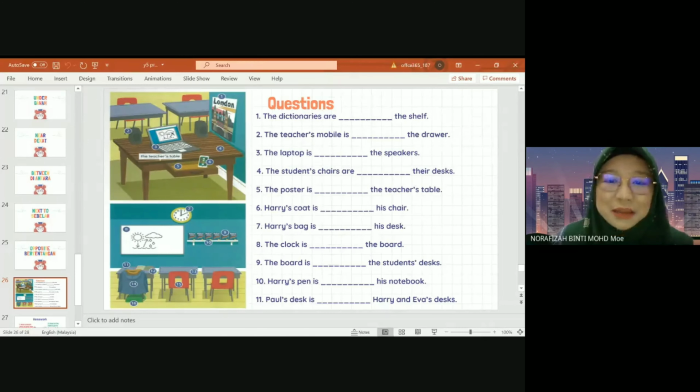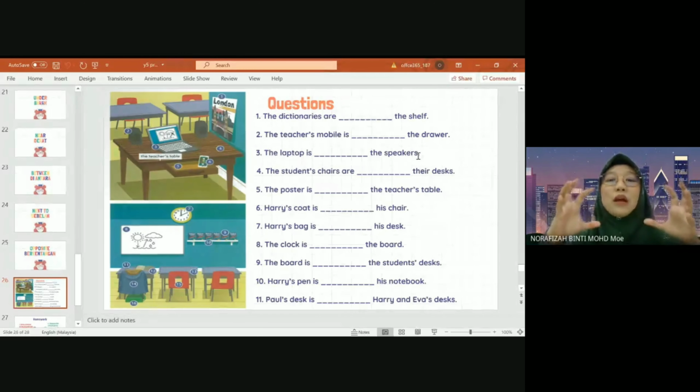In number three, the laptop here, the laptop is the speakers. Ha, ni tadi teacher bagi tahu kat awak. Dia ada sebut speakers, maksudnya dua speaker. So laptop ni dekat mana dekat speaker? The answer is, well done Adriana Nadira. Adriana Nadira betul. Jawapan dia between, di antara, sebab we use the word speakers.